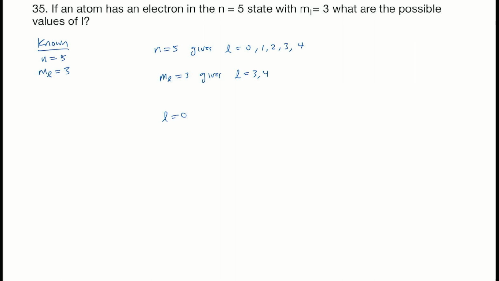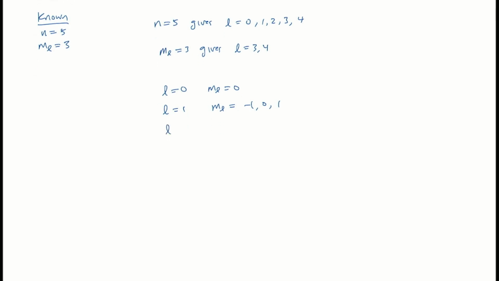If L is 0, then m sub L is 0. If L is 1, then m sub L is minus 1, 0, or 1. If L is 2, then m sub L is minus 2, 0. Whoops, I missed minus 1. Minus 2, minus 1, 0, 1, 2. If L is 3, m sub L is minus 3, minus 2, minus 1, 0, 1, 2, 3.